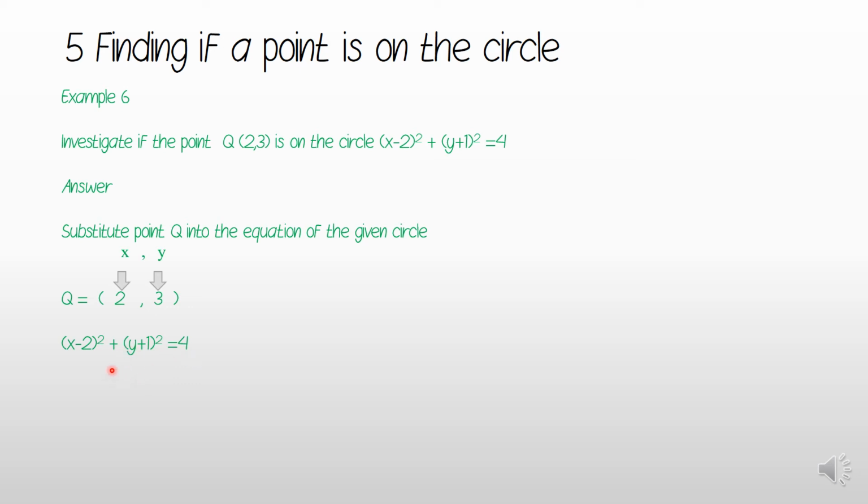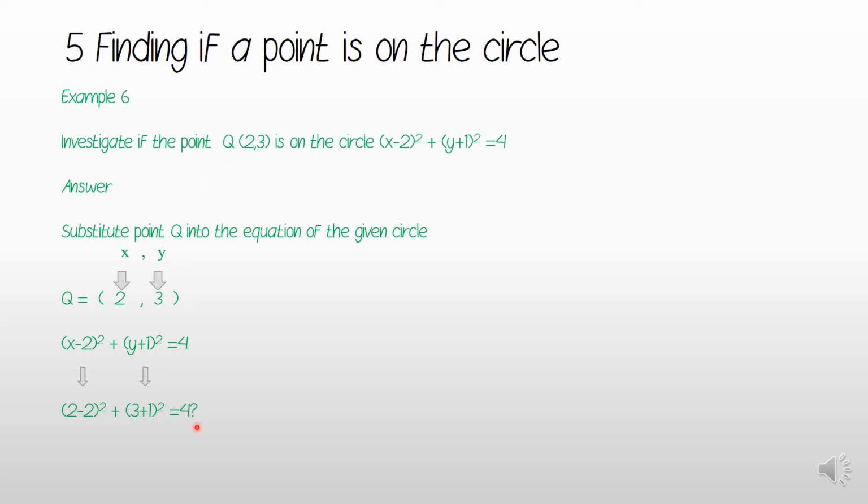So we're trying to investigate if the left-hand side would be equal to the right-hand side when we sub in 2 for x and 3 for y. So we do that, sub in those values. So we get 2 for x, so (2 - 2) squared plus (3 + 1) squared equals 4, and question mark, because we're investigating if the point is on the circle.